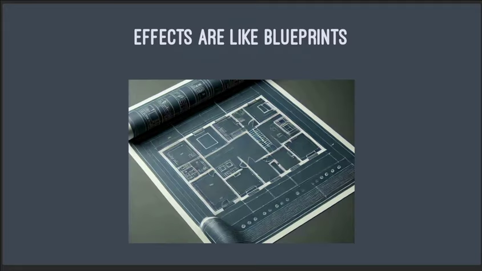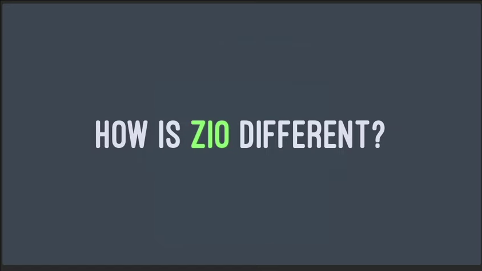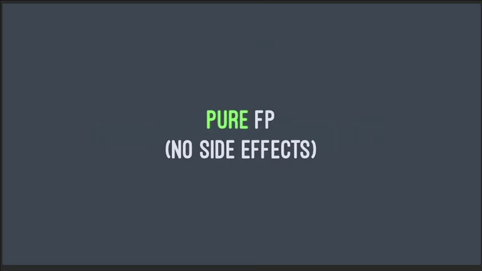One more thing about effects is that a lot of people say they're like blueprints, but to understand that, you're going to have to watch my other videos. I'm not going to get into that here. Then the final thing I want to mention is how is ZIO different than other functional programming systems? I'll summarize it like this, and say that ZIO is pure functional programming.